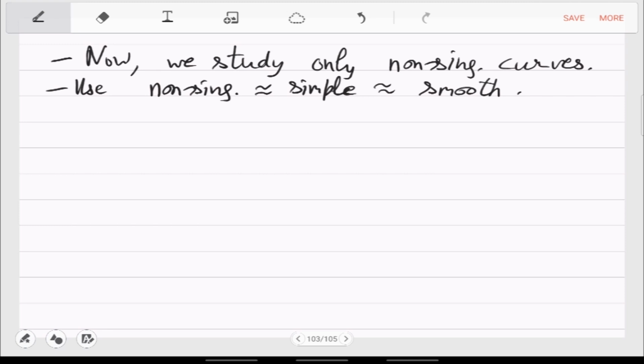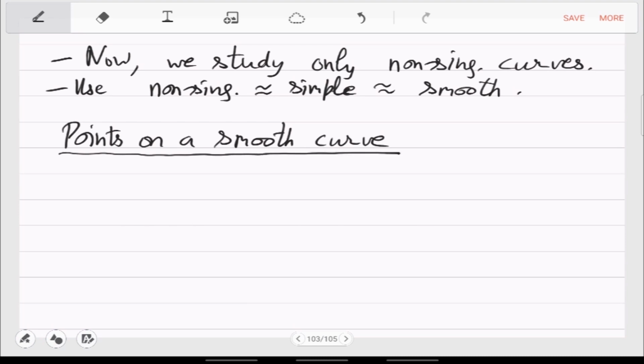So, right, points on a smooth curve. I want to sketch this geometric picture. You have some curve. And you have the projective line.